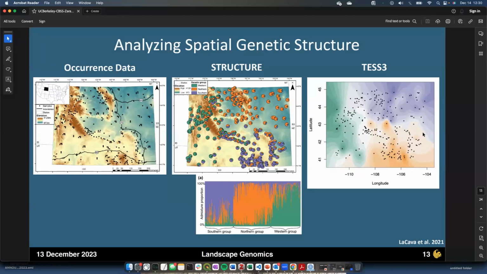TESS3, on the other hand, is run using this spatial data in combination with your SNP data. And so that data can then be interpolated on a map. So you can have gradients that represent the probability of finding individuals with ancestry from those ancestral groups, color-coded by these darker colors, lighter colors in these shades of green, orange.